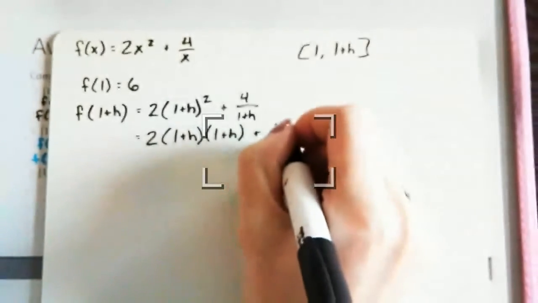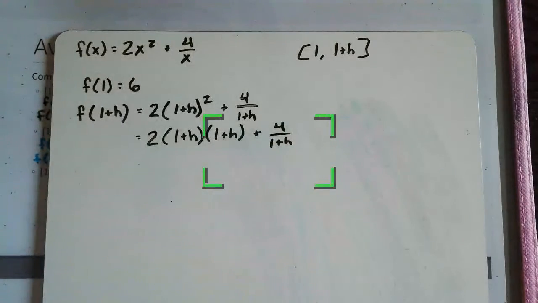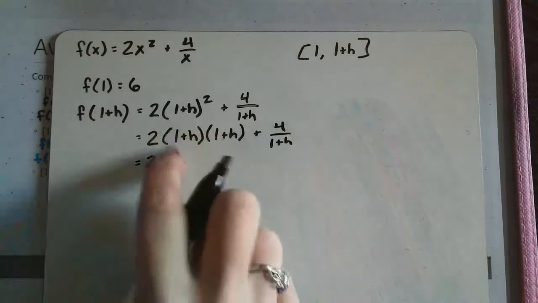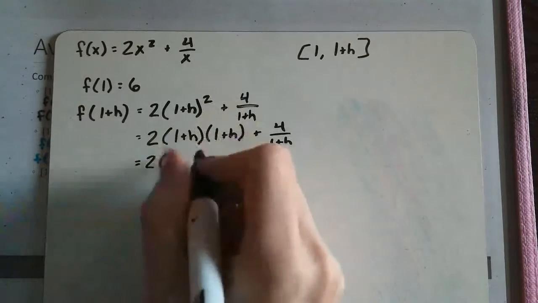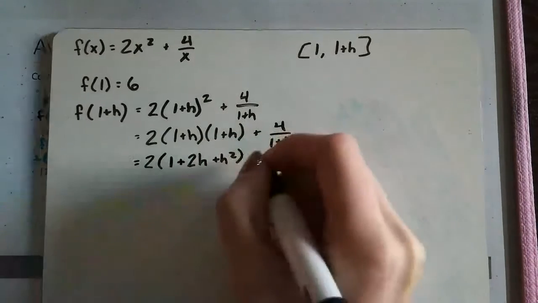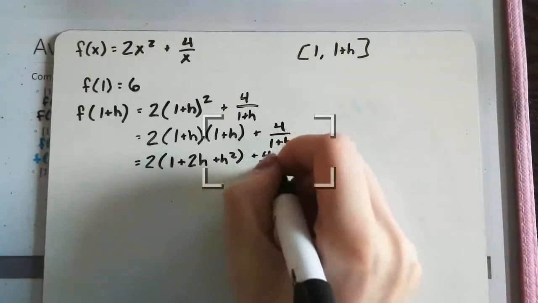I'm going to start with the 1 plus h in parentheses squared. We have to remember that if something is in parentheses squared, that means that it's multiplied by itself. So this is going to be 2 times 1 plus h times 1 plus h, and we still have our plus 4 over 1 plus h at the end. I'm now going to FOIL out those 1 plus h's. So this is 2 times 1 plus, on the outside I get an h, on the inside I get an h. So that's a total of 2 h's, plus h squared, and I still have my plus 4 over 1 plus h out back.